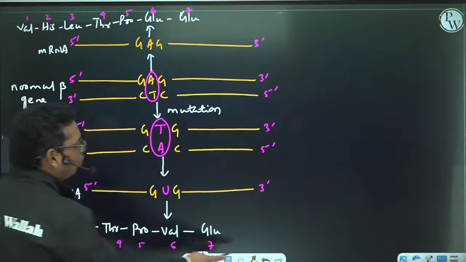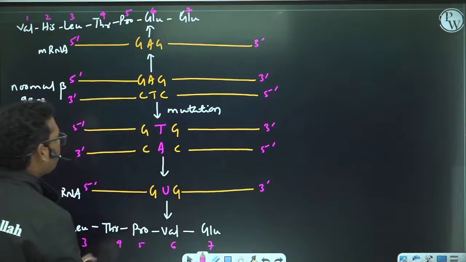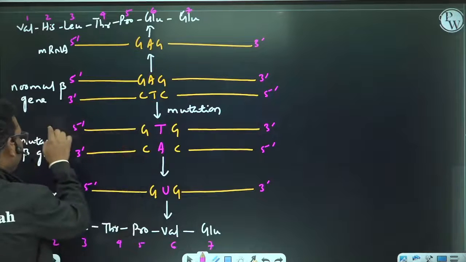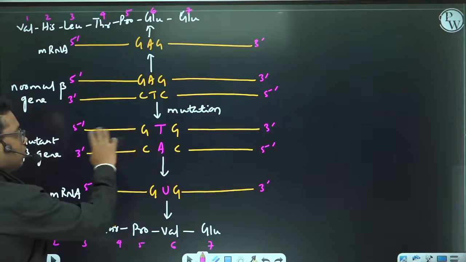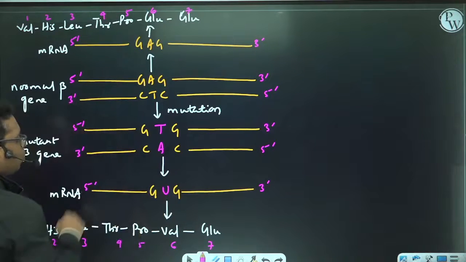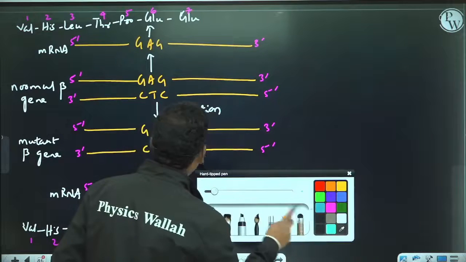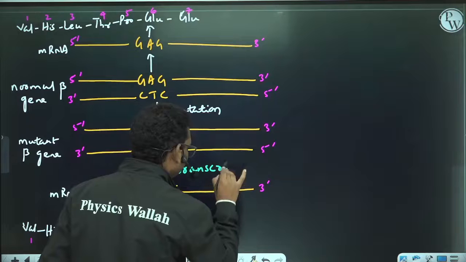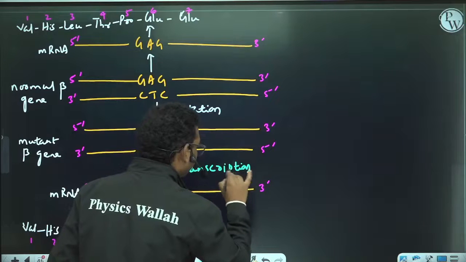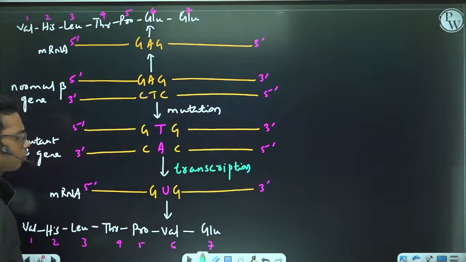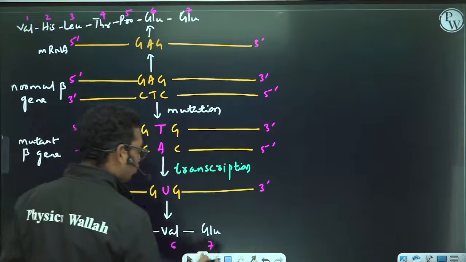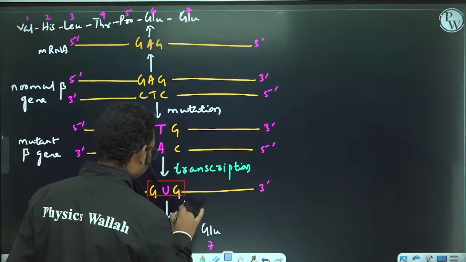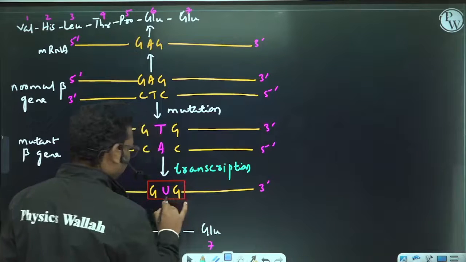Okay, now this mutant beta gene, this is now the mutant beta gene. This mutant beta gene will undergo transcription. It will undergo transcription and it will produce mRNA. Okay, and this picture, this is basically the 6th codon.